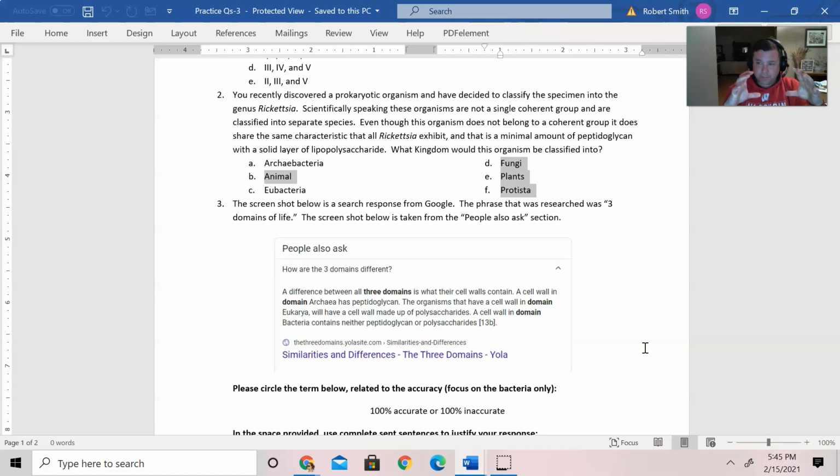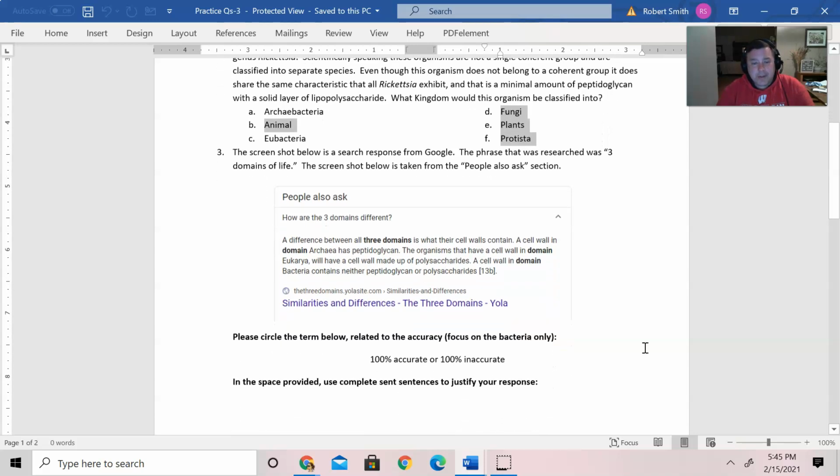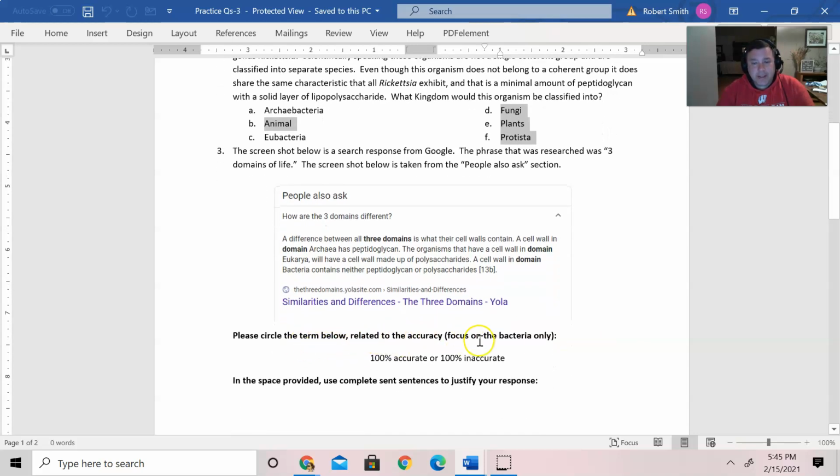You may know there's a little section on Google where it says, people also ask this. You can click on it and they'll put a little paragraph description there. So with it, it says, please circle the term below related to the accuracy. Is it 100% accurate or 100% inaccurate? And again, focus only on the bacteria. And then in the space provided, use complete sentences to justify your response. So again, reading through this, it says a difference between all three domains is what their cell wall contains.